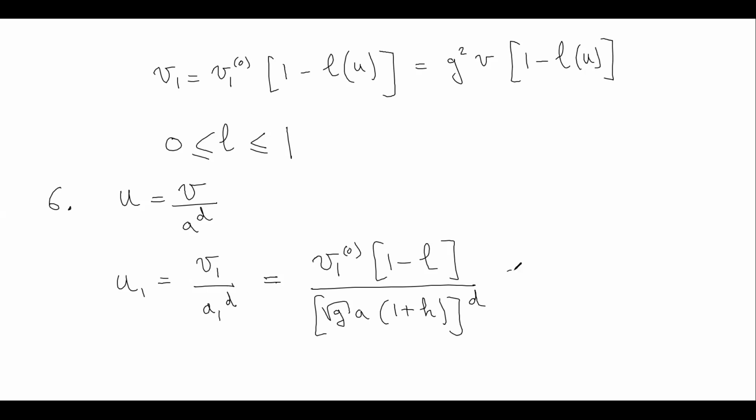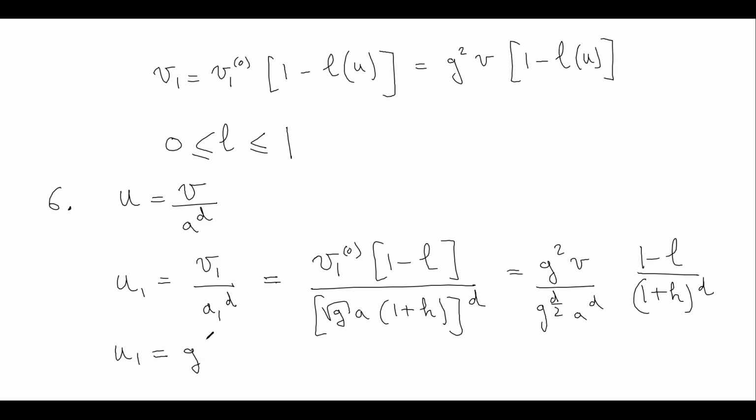So I can also plug that here, and I end up with G squared V, 1 minus L over 1 plus H to the power D. And here I have G^(D/2) A^D. So stated differently, I end up with a power law, G^((2-D)/2), times V over A^D, which is defined as U, as you can see from that line. So it's U. And then I have a function, 1 minus L over 1 plus H to the D.